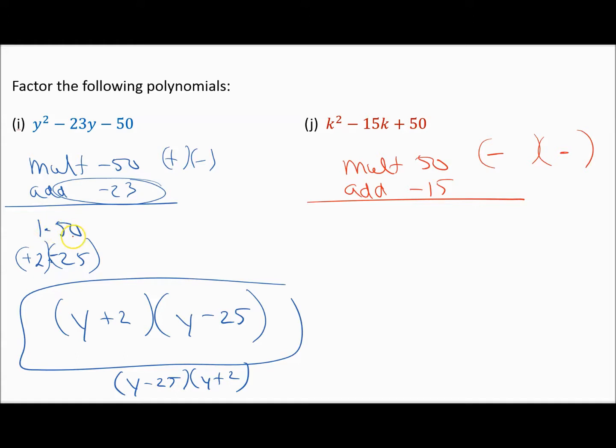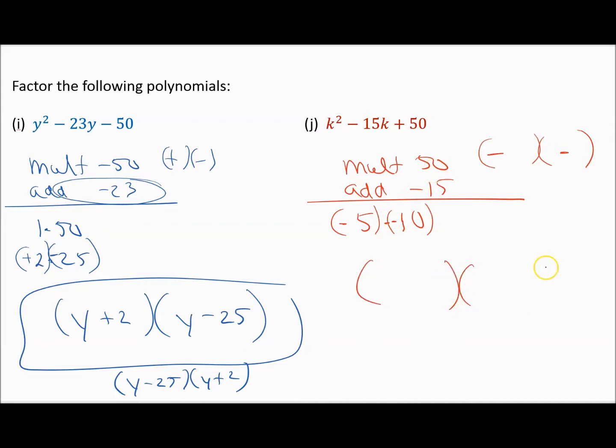So 1 and 50 is going to add to be 51. 2 and 25 is going to add to be 27. That's not going to work. So what other things give me 50? 3 doesn't go in there. 4 doesn't go into 50. 5 does. 5 and 10. Aha! That might work too, right? What about a negative 5 times a negative 10? That multiplies to be positive 50, adds to be negative 15.